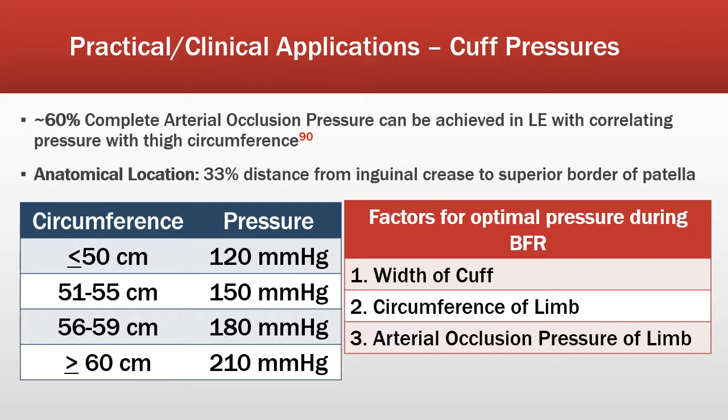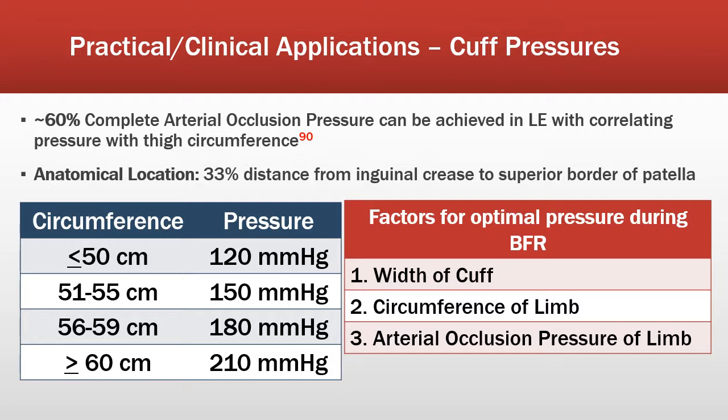So 60% complete arterial occlusion pressures can be achieved in the lower extremities with correlating pressures and thigh circumference, meaning that even if you don't have a pressure gauge, or a Doppler to take the blood pressure of the individual in the lower extremity specifically, you can take the circumference measurement and put the pressure of the cuff up to the said pressures, and that will get the individual to approximately 60% occlusion, so that their body will respond to the modality.